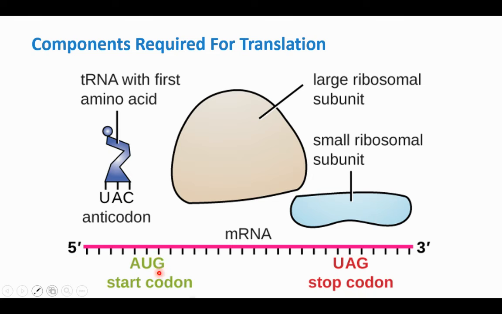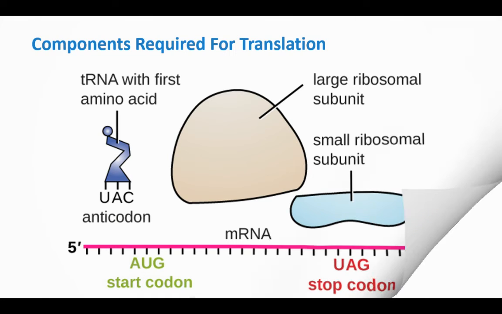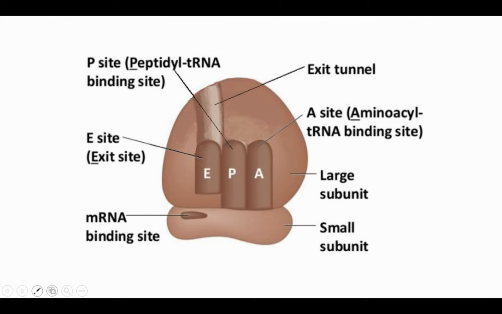Now, take note that before I proceed to the actual steps, yung ribosome natin has also internal parts, okay? So inside your large ribosomal unit, you have what we call the EPA site. Yung E site is what we call exit site. So dyan lalabas yung transfer tRNA pag natapos na yung trabaho niya. So yung A, this is amino acyl binding site, okay?